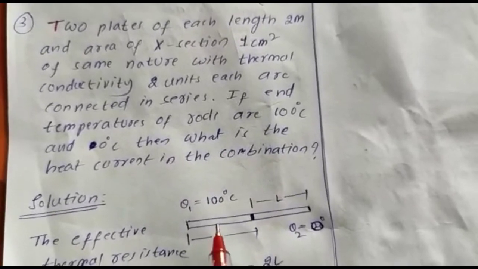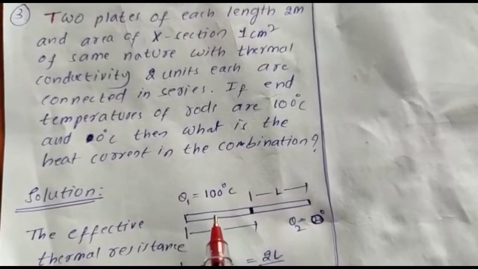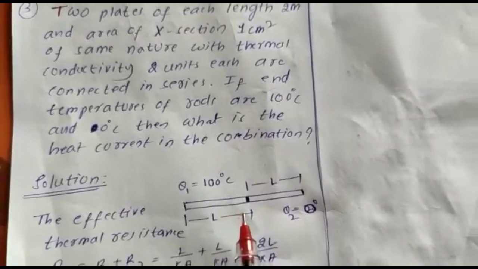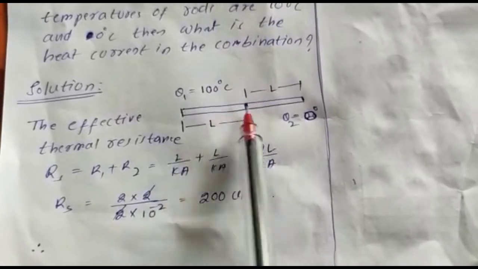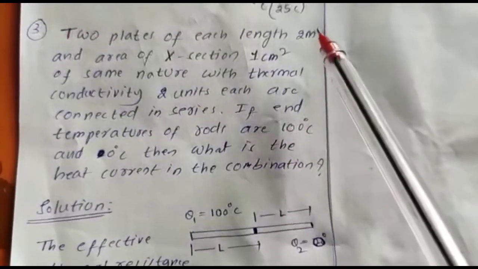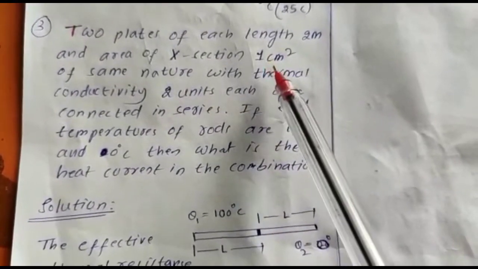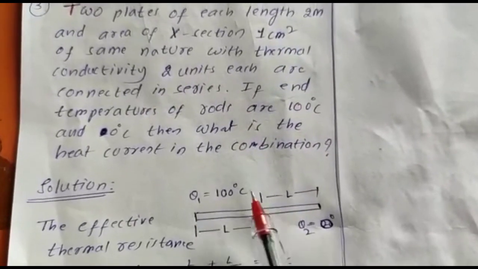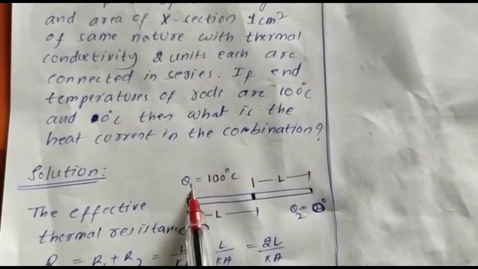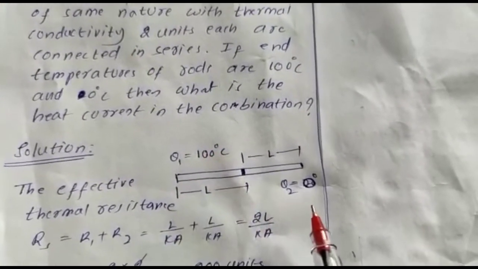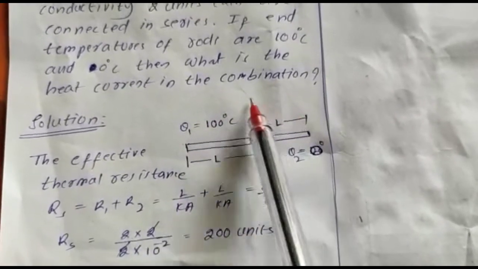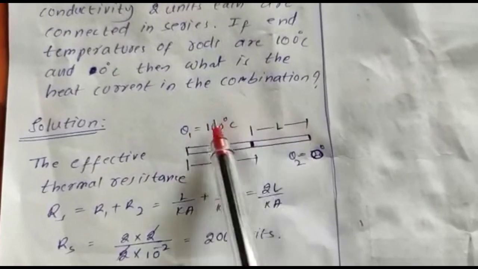So in the theory discussion we have seen the last formula. Once again you go back and see the formula for the thermal current in the given combination, which I have given already. Here let us take this as the first rod and this as the second rod, both having the same length L, that is 2 meters each, and the area of each is 1 centimeter square, and both thermal conductivities are the same, that is 2 units. The first end is at 100 degrees Celsius, and the second end is at 0 degrees Celsius. Therefore you have to find the heat current, that is the total amount of heat flowing per second.